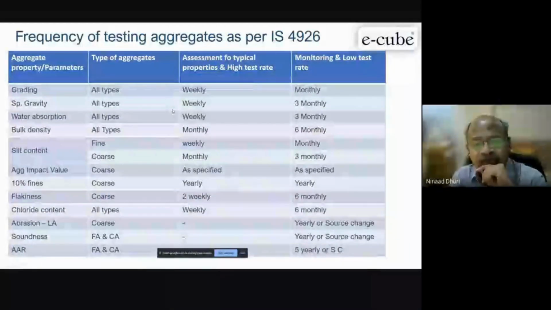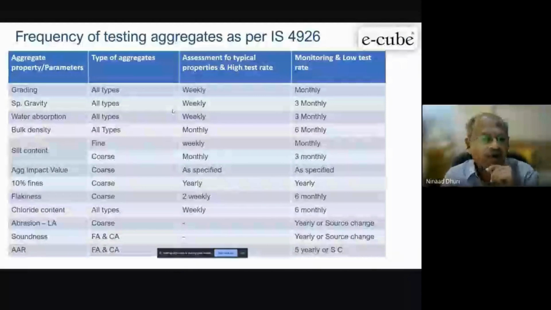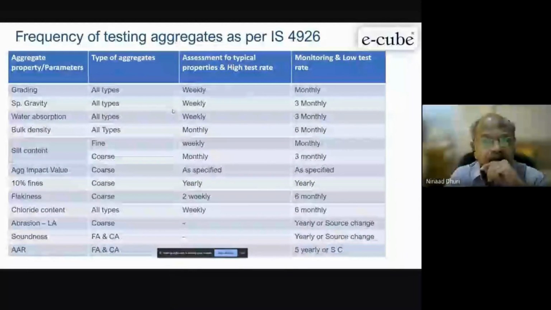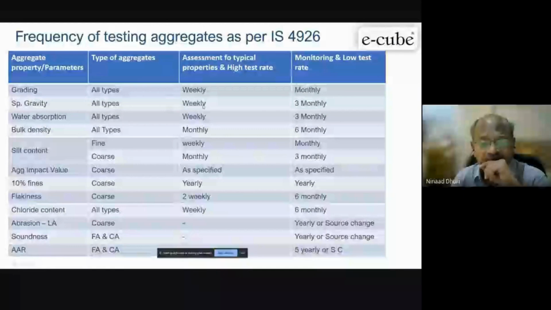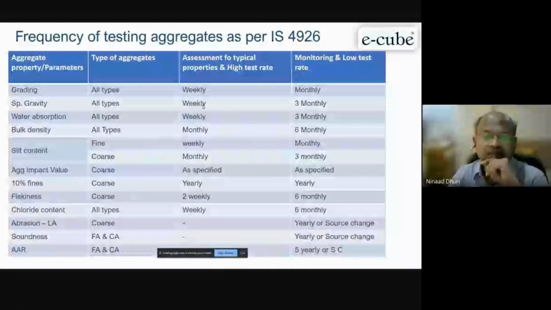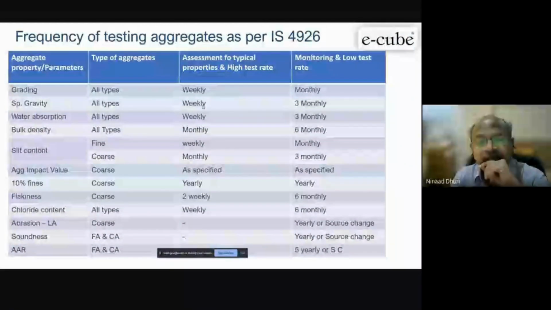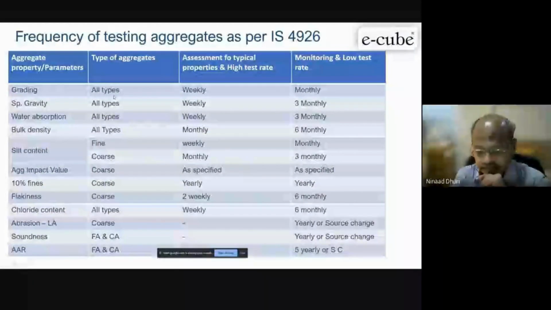Some of the big projects, like metro or other projects, have their own frequency. But basically, when no frequencies are available for the project, or project specific, they also copy this and put it in their specification for aggregates. If it's not there, you can follow this, or you can follow the project specification, because sometimes depending upon the project requirement, they may change this frequency of testing.